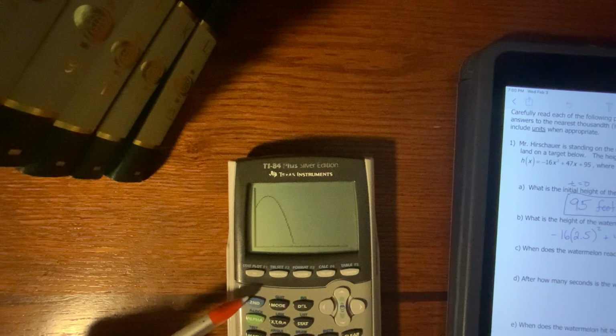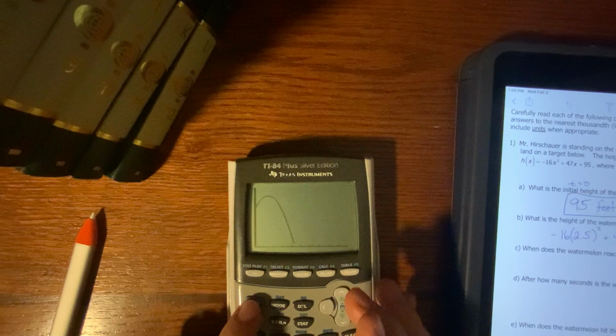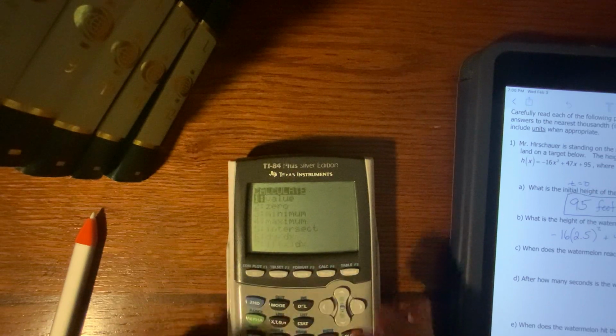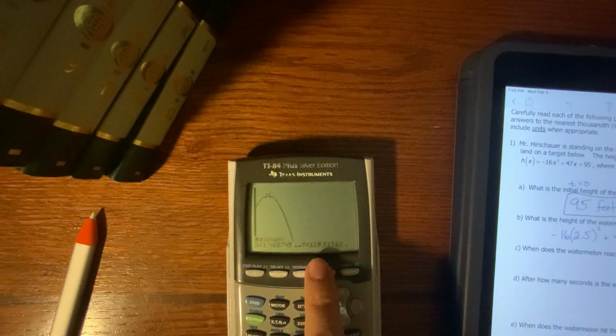So this will be another little tutorial in how to do that. So if we want to do the maximum, we're going to do second, trace, and we're going to go to the max button. All right, the left bound, that was 0. The right bound, I forget what that was at. I think it was 10. So remember, those always correspond to your domain, the x min and the x max, right? So let's see, we press enter there, enter again. And there we go.